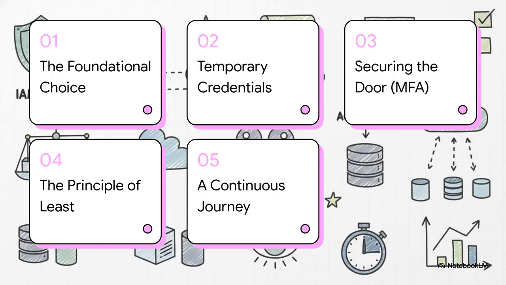So, here's our game plan. We're going to start with the most basic choice you have to make in IAM, users or roles. Then we'll dive into why temporary credentials are such a big deal for your security. From there, it's all about adding an extra lock on the door with multi-factor authentication. And once someone's inside, how do we make sure they don't have too much power? That's the principle of least privilege. And to wrap it all up, we'll talk about why this whole security thing is a journey, not a destination.